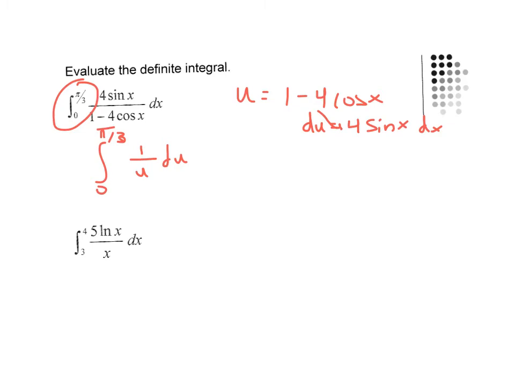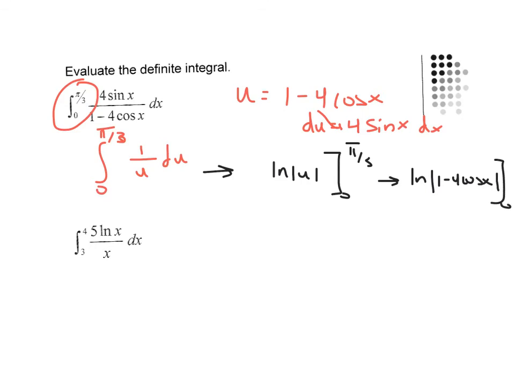Okay, the integral of 1 over u, as per usual, is going to be ln absolute value of u. We don't need to worry about the plus c because we're integrating between the 2 points. Make sure you plug u back in. So it's ln absolute value of 1 minus 4 cosine of x between 0 and pi over 3.